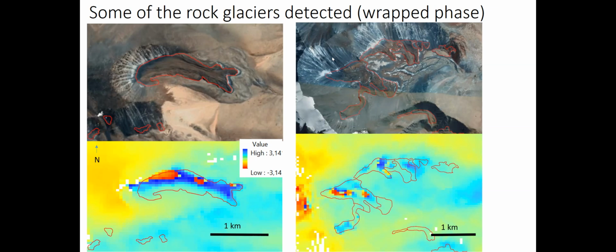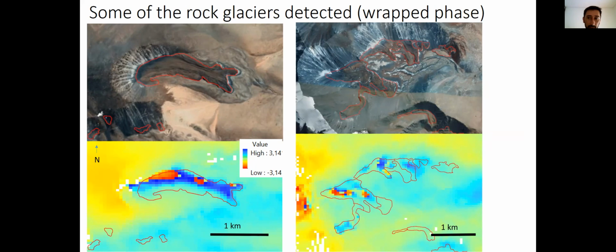Yes, I have a question. I didn't understand. Did you detect horizontal displacement or is it vertical displacement? No, none of them. What I'm showing here is not displacement. It's just the raw phase.